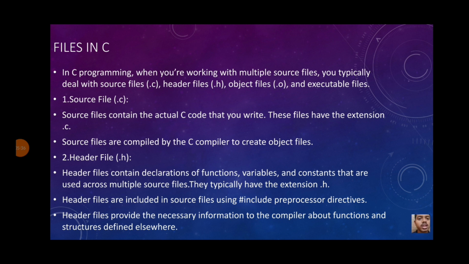Files in C. In C programming, when you are working with multiple source files, you typically deal with source files, header files, object files and executable files. First one, source file. Source files contain the actual C code that you write. These files have the extension .c. Source files are compiled by the C compiler to create object files. Next one, header files, which is represented by .h.